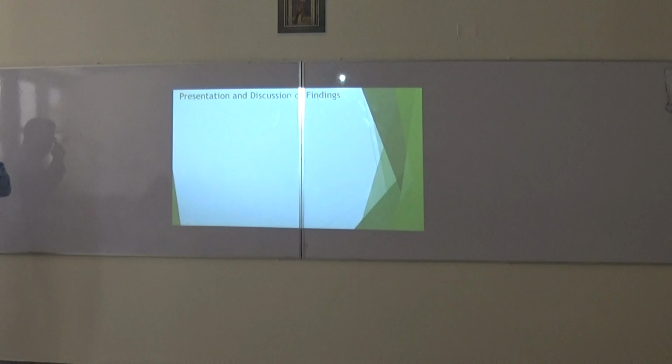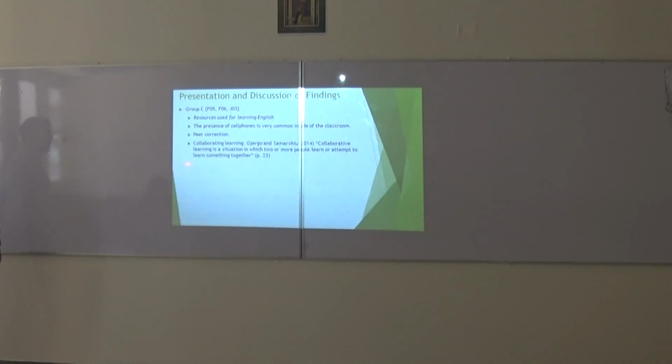networks. From group C, this code presents the following: the resources used for learning English. Also, the presence of cell phones is very common inside the classroom. Peer correction is very important there, and also collaborative learning, which is explained by Pierre and Samarishu. Collaborative learning is a situation in which 2 or more people learn or attempt to learn something together.